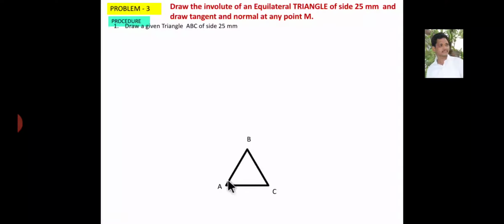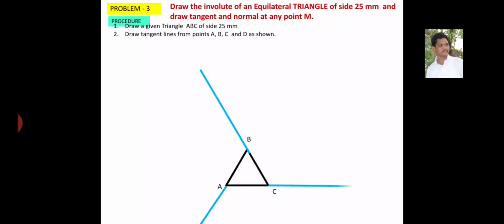The angle between each corner is 60 degrees. Draw tangent lines from points A, B, C as shown in the figure. Okay, you have to draw tangent lines from each point.